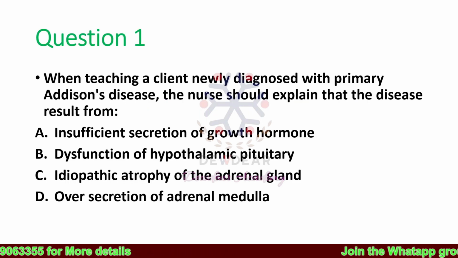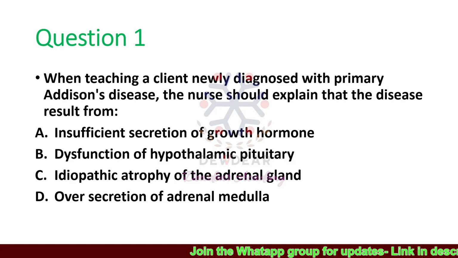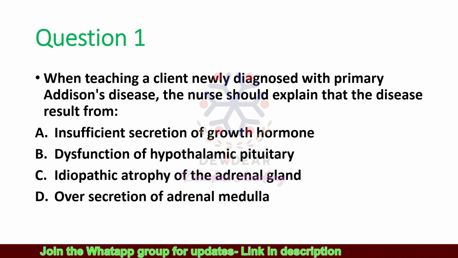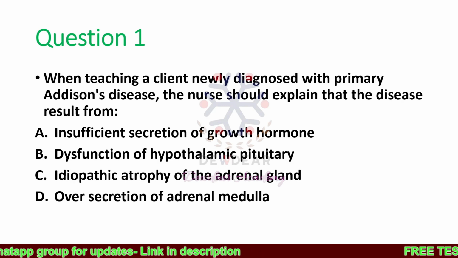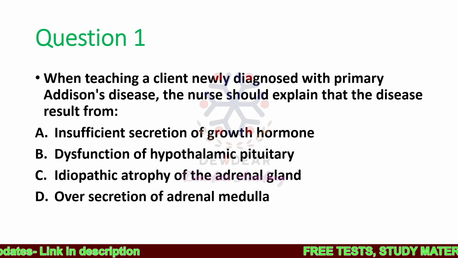So the first question is, when teaching a client newly diagnosed with primary Addison's disease, the nurse should explain that the disease results from. Options are: insufficient secretion of growth hormone; dysfunction of hypothalamic pituitary; third option is idiopathic atrophy of the adrenal gland; and fourth option is oversecretion of adrenal medulla.